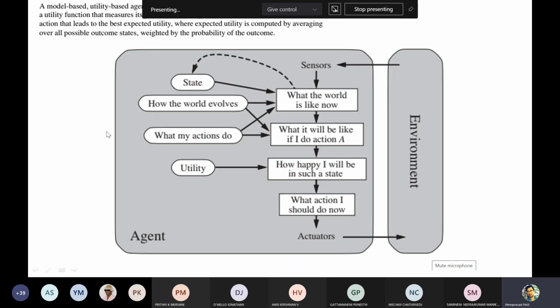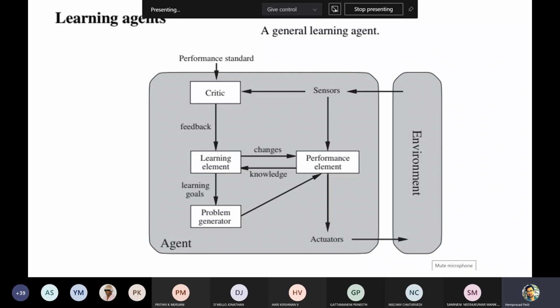So here you can see sensors are there, what the world is like now, so the current state, and then the previous states, how the world evolves, what my actions do, what it will be like if I do action A, and then utility. So earlier it was goal, now this is utility. How happy I will be in such a state, what action I should do now. This is the utility-based agent.